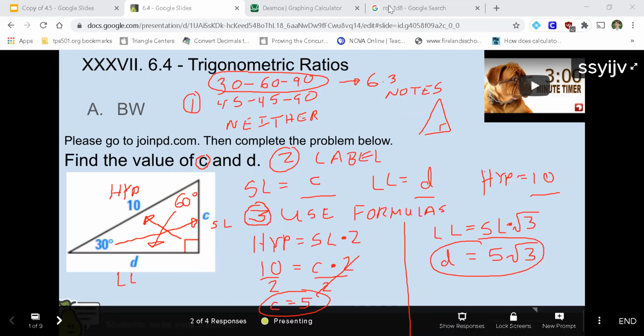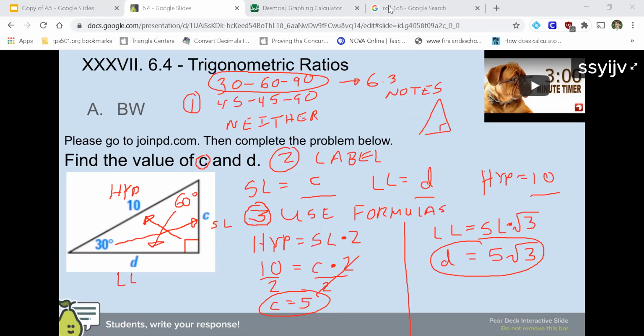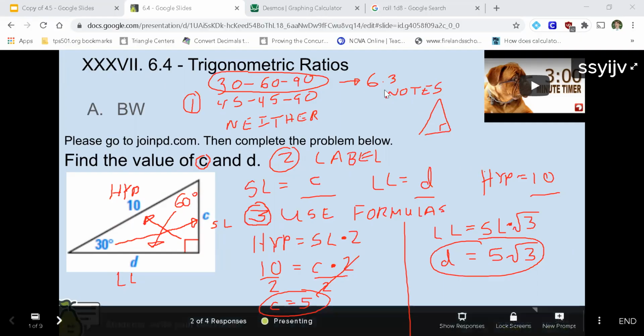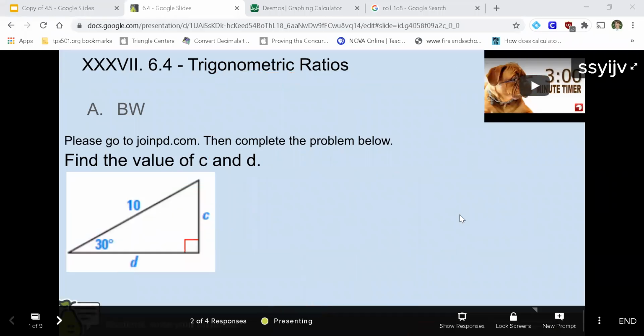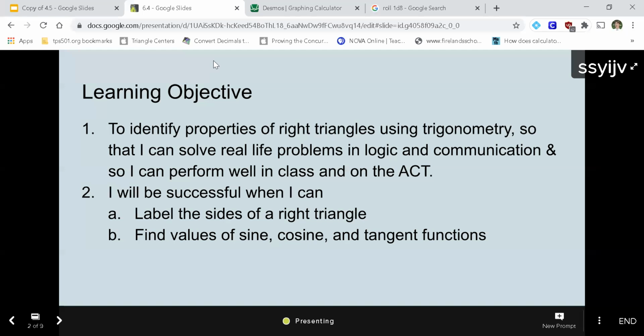All right. Any questions on the bell work? Any complaints? All right. Key thing again is you got to have the notes. Without the notes, this problem is impossible. Right? You're not going to know that these are the labels you're supposed to use. You're not going to know what the formulas are. So, yay notes.